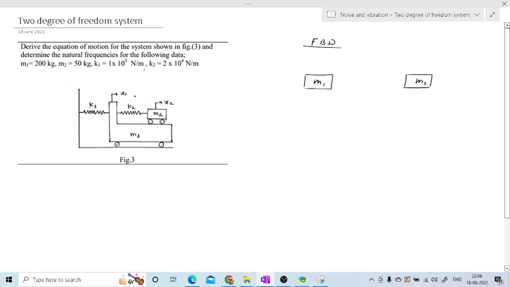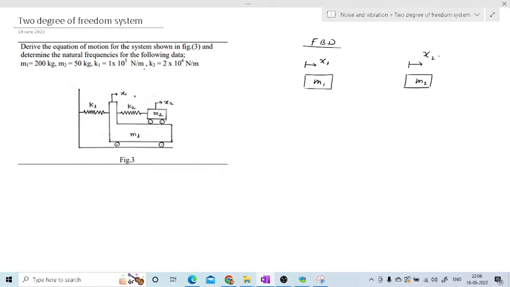Now show the displacement of each mass. See here, the displacement of mass 1 is x1 and it is on the right side. So I'll show this displacement as x1 on the right side, and for mass 2, it is also on the right side and this displacement is x2. So for mass 1 the displacement is x1, for mass 2 the displacement is x2.